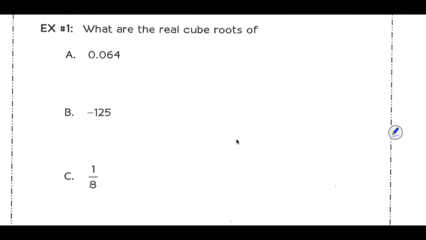Okay, we have a couple examples here. You're supposed to try to find the cube root of each of those, so you're imagining there's a cube root symbol around each of those. Try doing these without a calculator and see what you come up with. So just take a minute, try all 3 of these problems.